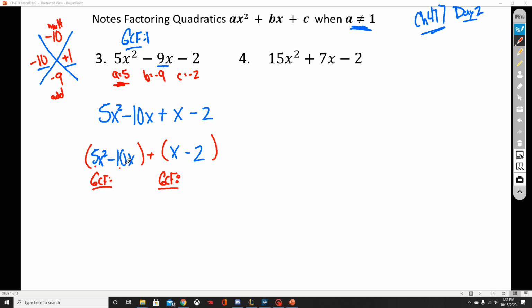GCF of the first group, 5 and 10, well 5 goes into both of those. And x squared and x, well x goes into both of those. For x and minus 2, they actually don't have anything in common, so 1 is what I'm going to factor out there. So 5x is going to come out of the first group. 1 is going to come out of the second group. Well, how many times does 5 go into 5? Only one time. And x goes into x squared x times. So 5x squared divided by 5x is x. 5 goes into 10 2 times, and x goes into x 1 time. So I'm left with x minus 2.